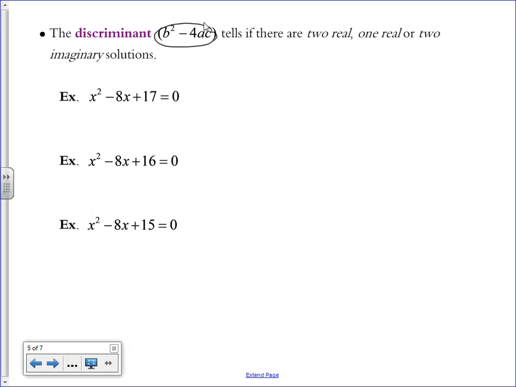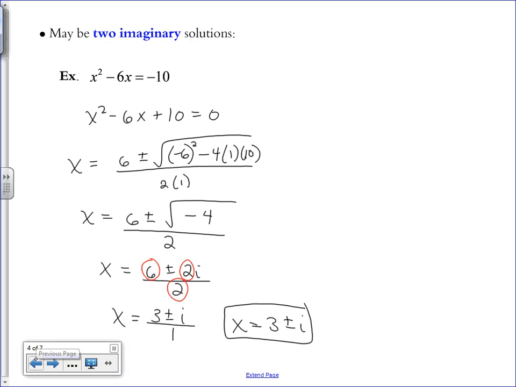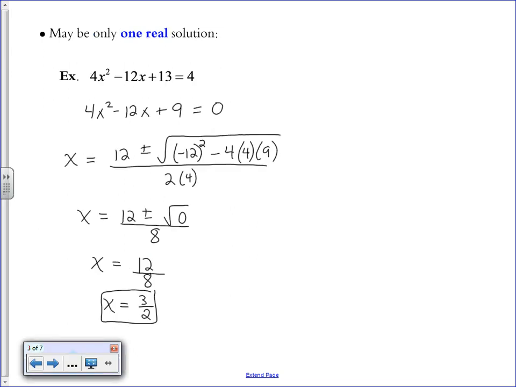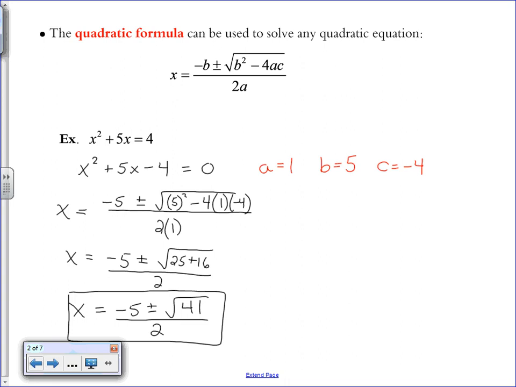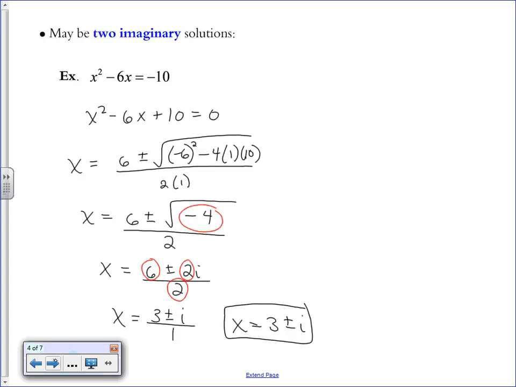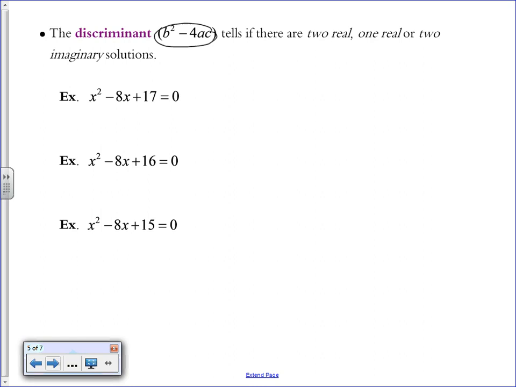If you go back and look, when there were imaginary solutions, the part under the square root sign was a negative number. That's because the square root of a negative gives us an imaginary. When there was 1 solution, the thing underneath the square root sign was 0, neither positive nor negative. And go back one more, when there were 2 solutions, the value underneath the square root sign was a positive number. So we're looking for positive versus 0 versus negative, and that'll tell us how many solutions we're going to get.